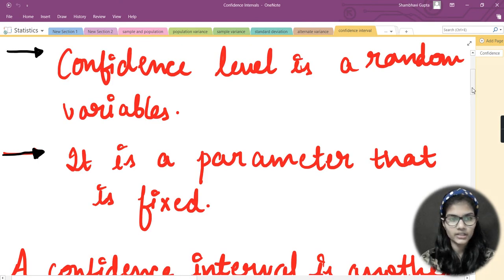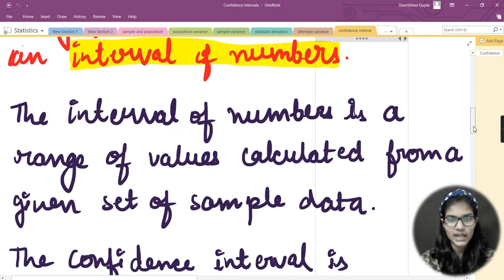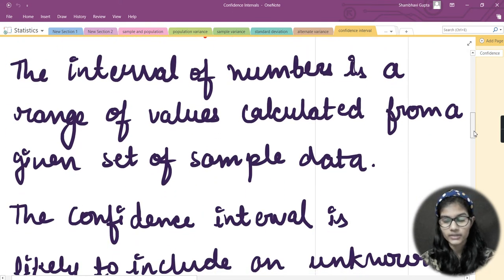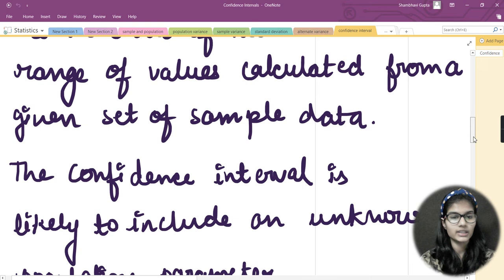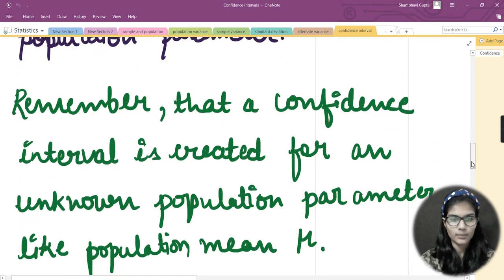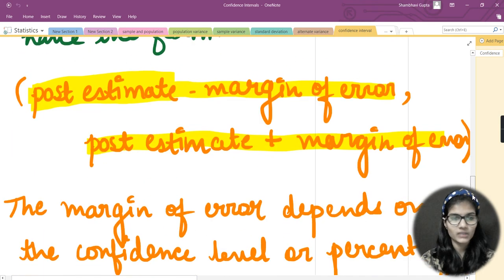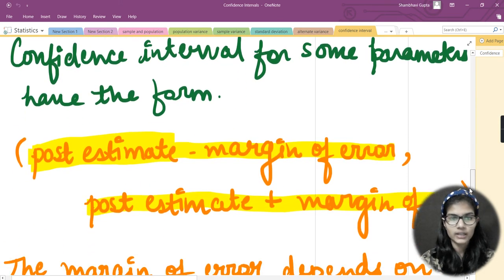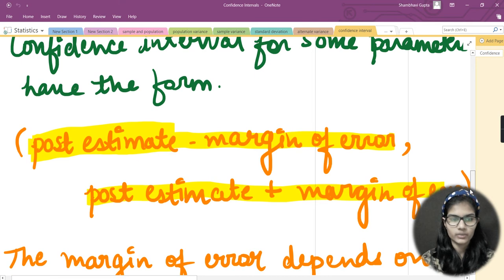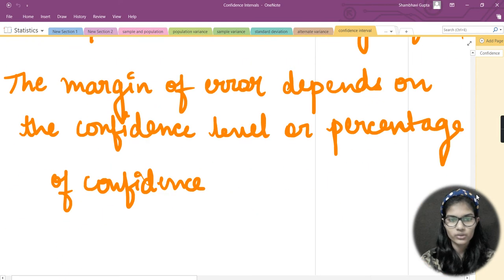In the last video I introduced you to confidence level, that is, what confidence level actually is, and then we discussed the interval of numbers, what intervals of numbers are. Then we moved towards some points which you need to remember for the confidence interval, and we discussed one form for the confidence interval. That was point estimate minus margin of error, comma, point estimate plus margin of error. Okay, so now we'll be starting from this point today.